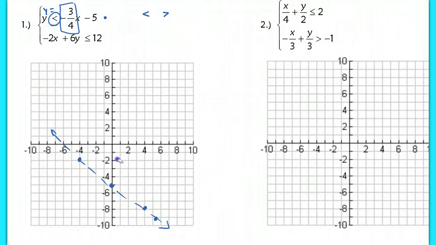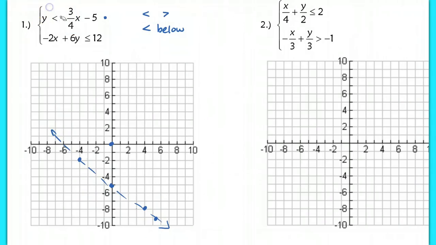All right, now I'm also going to shade here, and I'm going to shade below. This is a less than symbol. For a less than symbol, we're going to shade below the line. Now, you probably have also picked test points. I just want you to be able to do this kind of quickly. You can verify with a test point. A lot of times people pick the point 0, 0, plug that in and see if it's a true statement or not. So if I plug in 0, let me erase here.